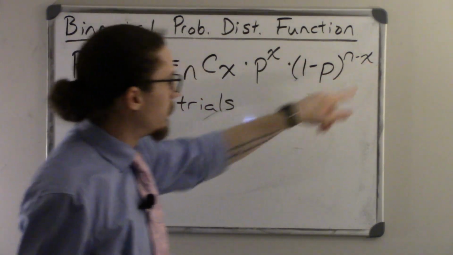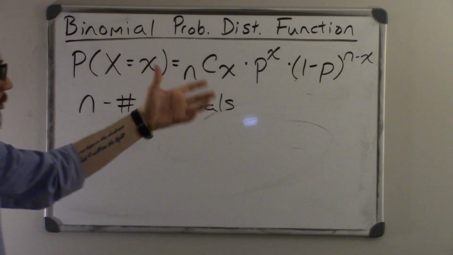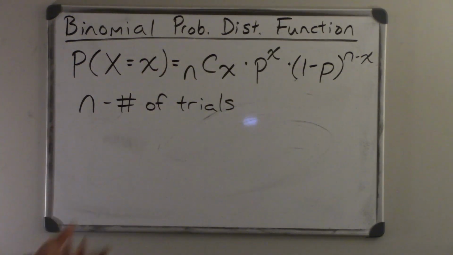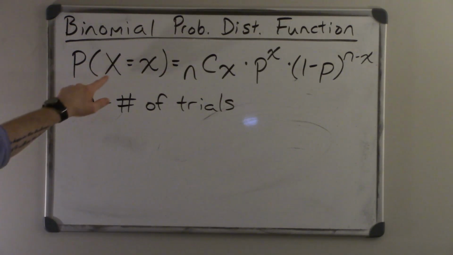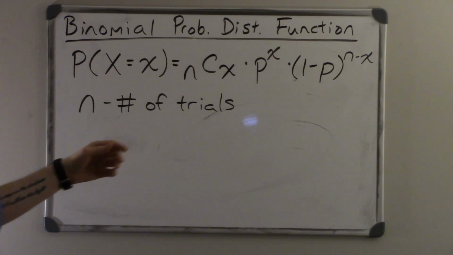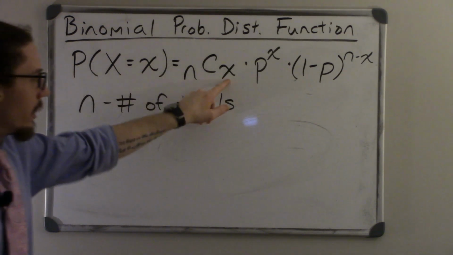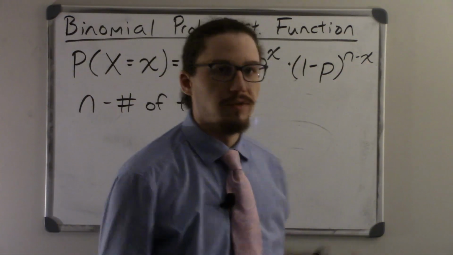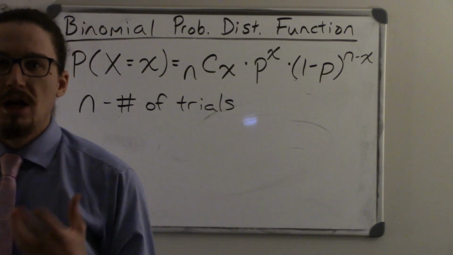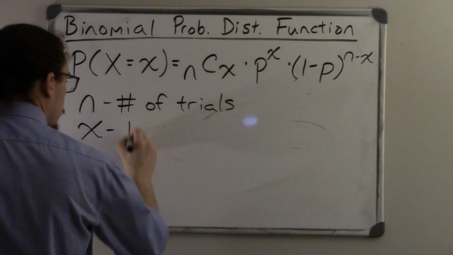X. All of these x's are the same thing, as well as this one. This is what we're actually looking at. Whatever the probability is we're looking at, if we're looking at the probability that we get 1 head out of these 3 coin flips, then that would be the probability x equals 1, and we would put a 1 in each of these spots where we have an x. So x is the number of successes.